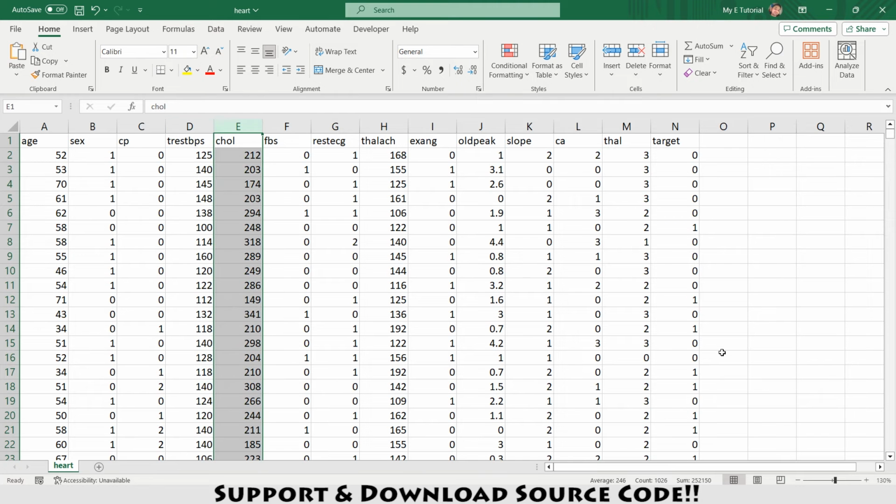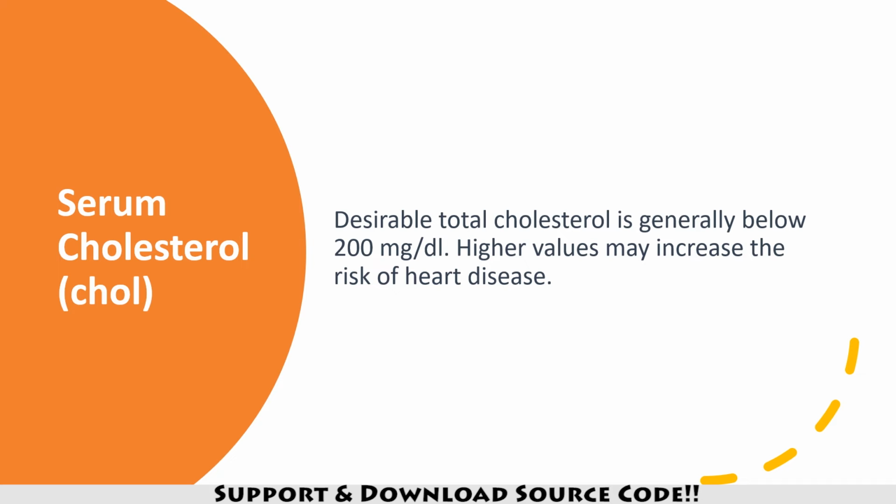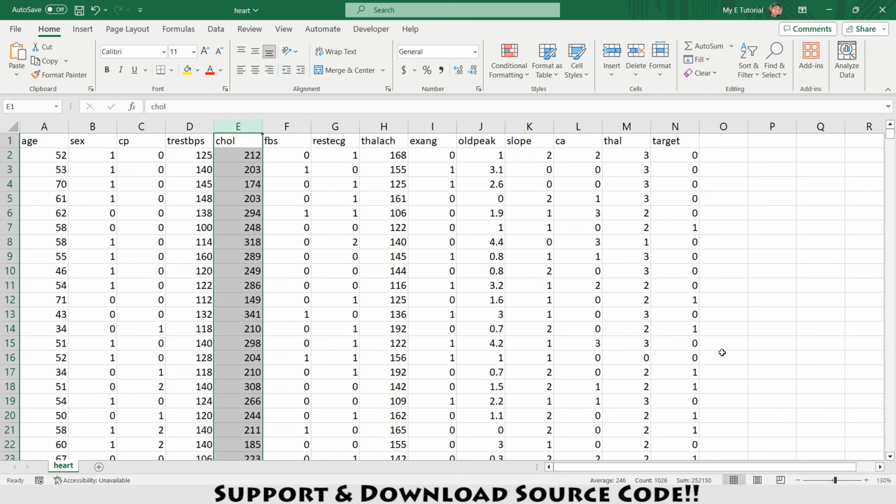The next one is CHOL, serum cholesterol. Desirable total cholesterol is generally below 200 mg/dl. So the value of CHOL must be less than 200. If the values are more than 200, there are more chances of heart disease.